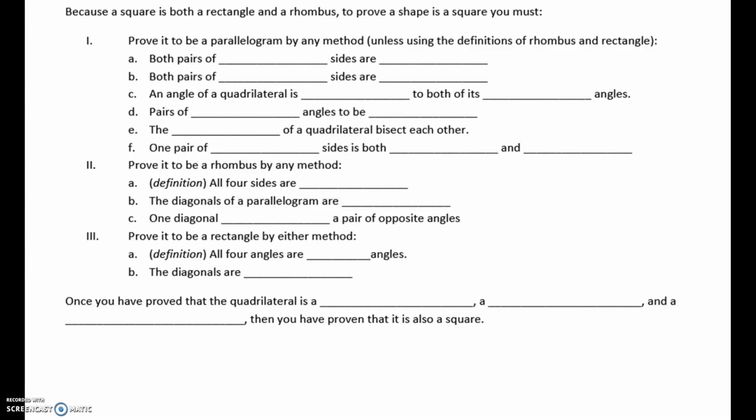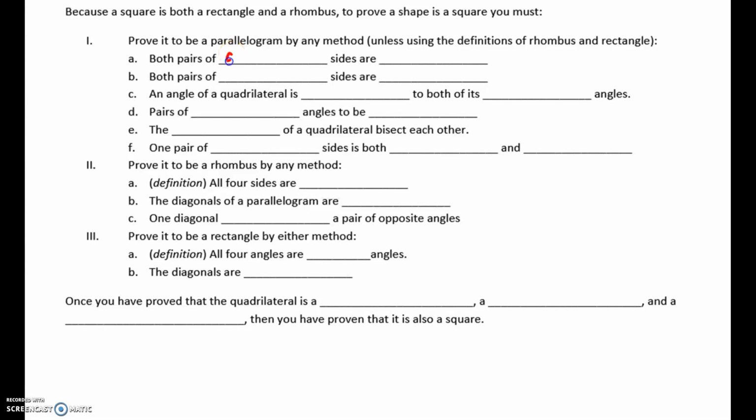Because in order to prove that a shape is a square, I have to prove that it is a parallelogram, a rhombus, and a rectangle. That means you're going to have three parts to your proof before you can get down and say that something is a square. So I prove that it's a parallelogram by using any of the 6 methods we learned before.